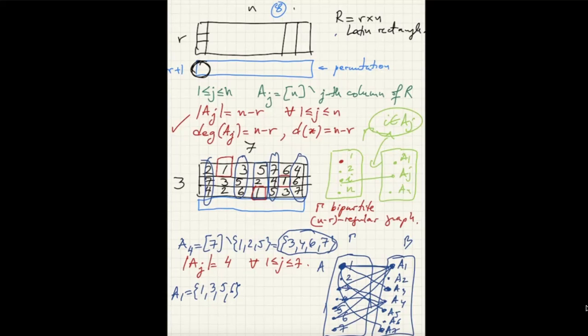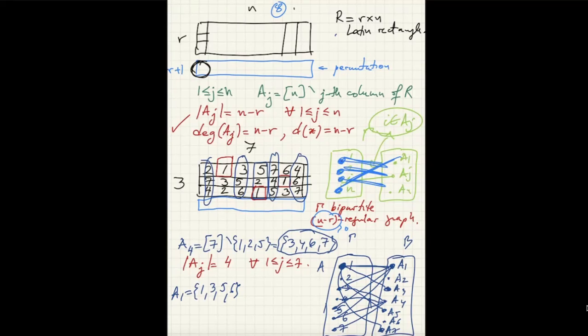Okay, so what? Because it's a bipartite regular graph, and we know that r is strictly less than n, so n minus r is positive. It means that this bipartite graph has a perfect matching. So what does it mean to have a perfect matching? Well, if you look at the left endpoints of these edges in the perfect matching, they correspond to numbers 1 to n, okay?